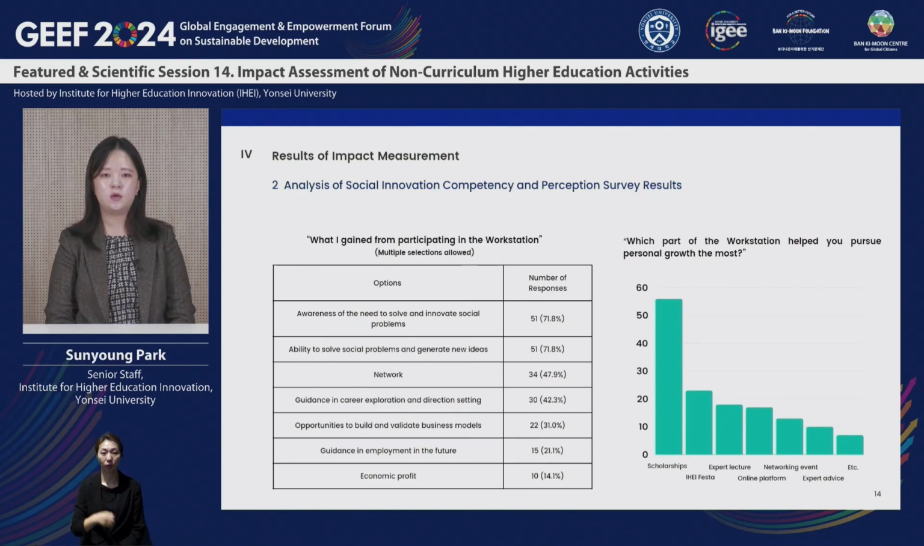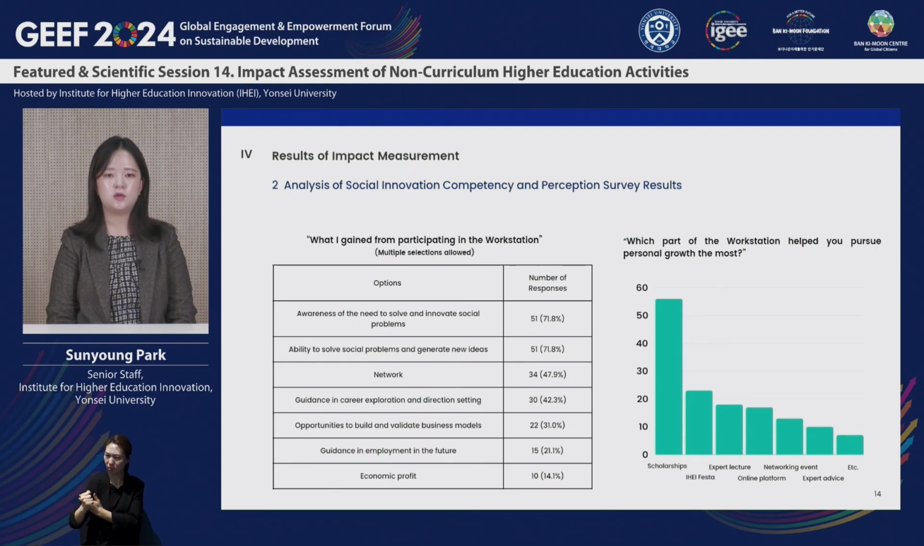Next, we assessed whether the values and impact intended to be conveyed to students through the workstation program were effectively communicated. We examined whether students perceive that values and impact they gain through participation in the workstation align with the objectives of addressing social issues and fostering innovation.